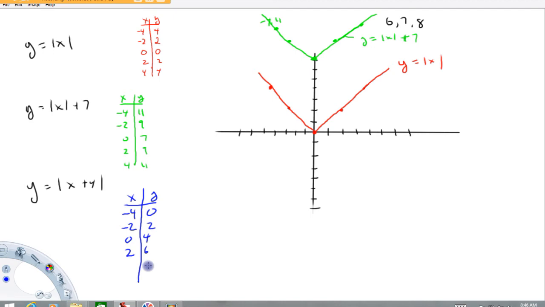I think what I'll do is just plot these and then decide which other ones I want. All right, -4, 0: 1, 2, 3, 4 to the left. -2, 2: 2 to the left, 2 up. I think that was supposed to be -2, 2. I got that a little bit to the left, but -2, 2 is on the blue graph, so those should have been at the same point. But all right, 0, 4: 1, 2, 3, 4 up.